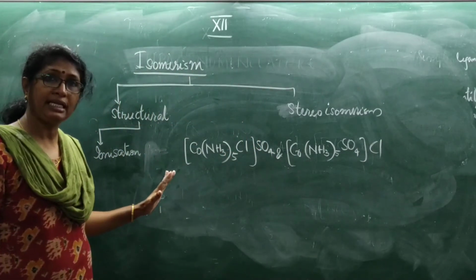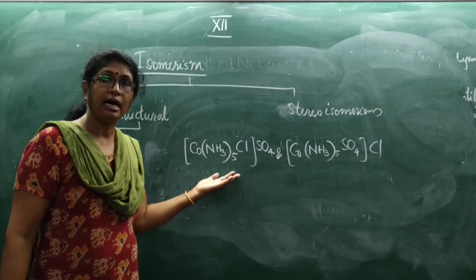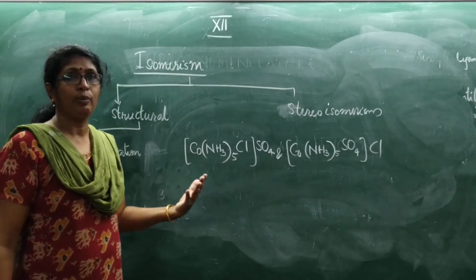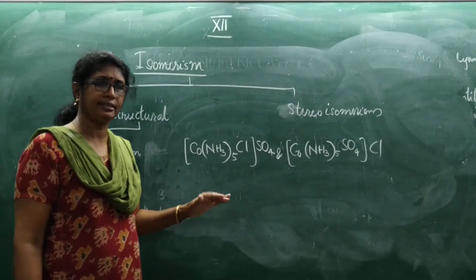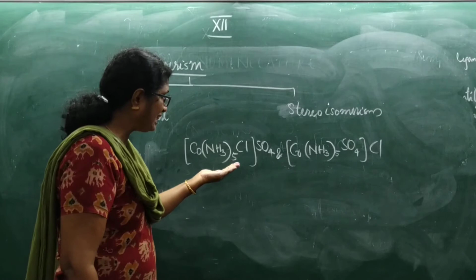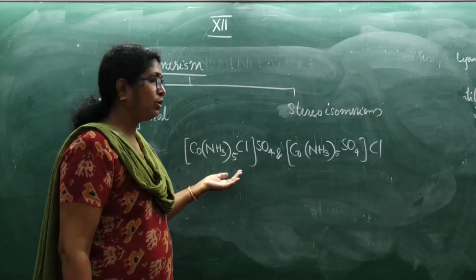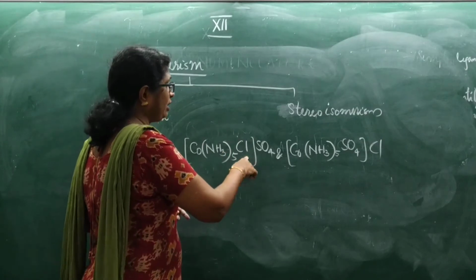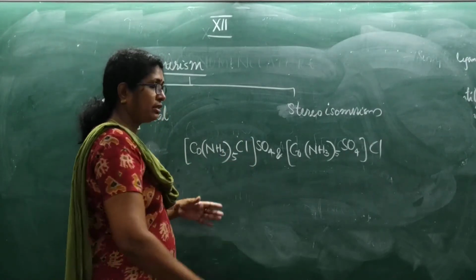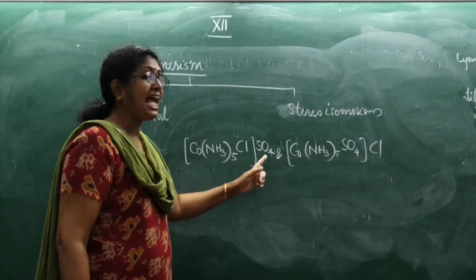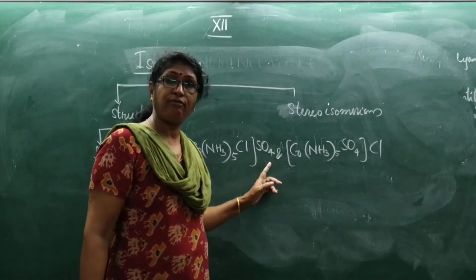Their molecular formula is the same. Cobalt metal ion is there, 5 ammonia molecules are there, 1 chloride ion is there, 1 sulfate ion is there. Molecular formula is the same. But when you dissolve the first compound in water, it will give the complex ion and sulfate ion. And this will give the test for sulfate ion.